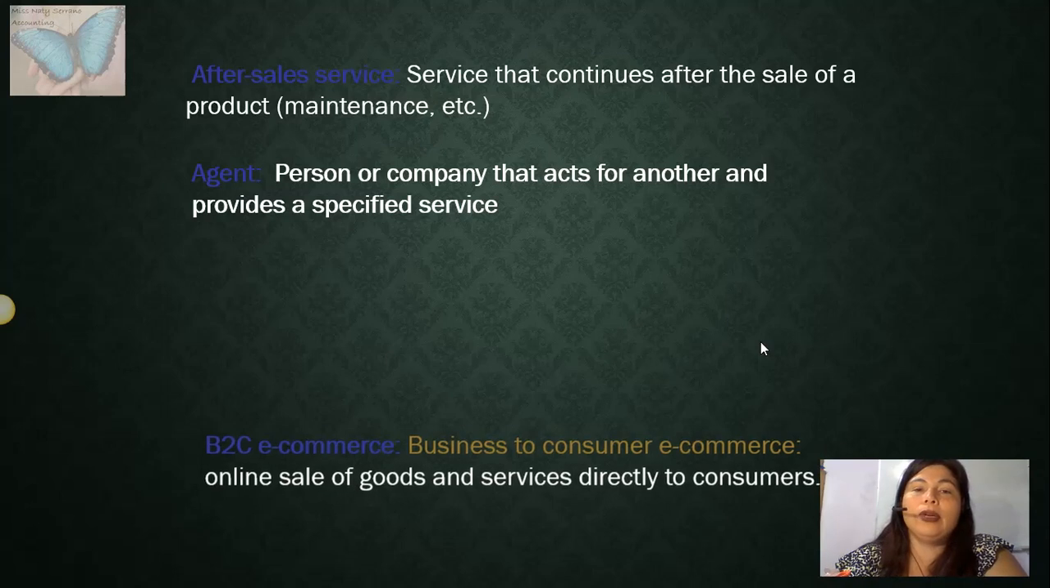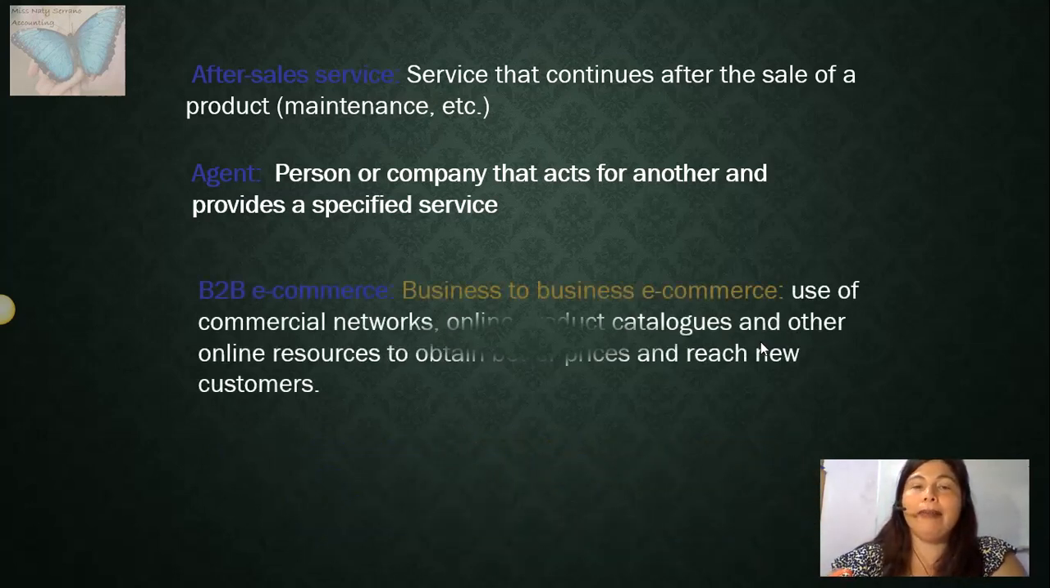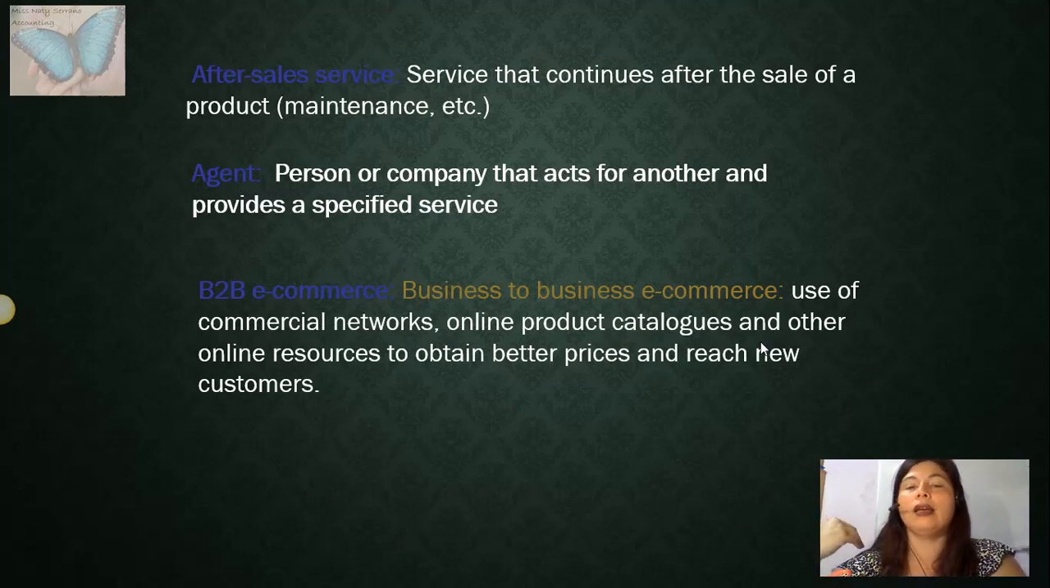The agent is the person or company that acts for another and provides unspecified service. B2C is a business to consumer, oh, e-commerce, I'm sorry. B2C e-commerce is online sales of goods and services directly to consumers. Whereas we have a B2B e-commerce, which is business to business e-commerce, the use of commercial networks, online product catalogs, and other online resources to obtain better prices and reach new customers.